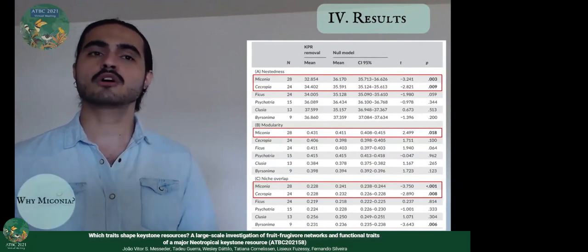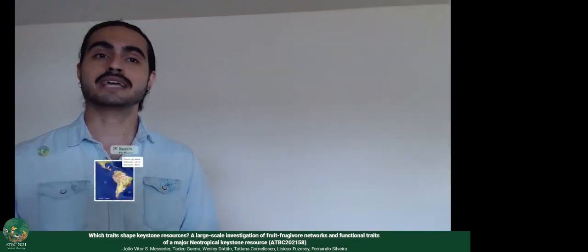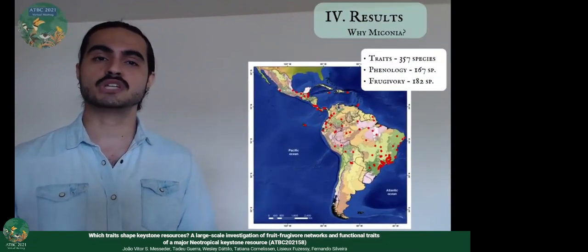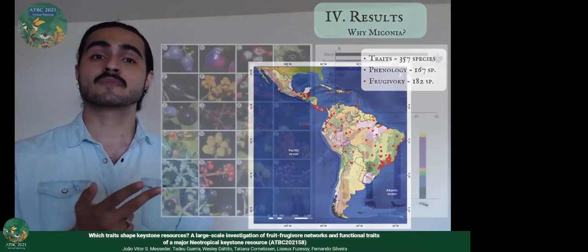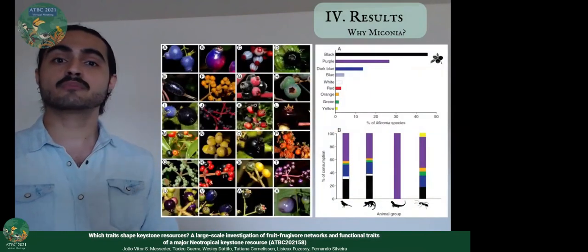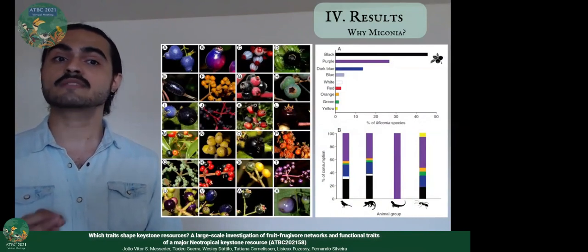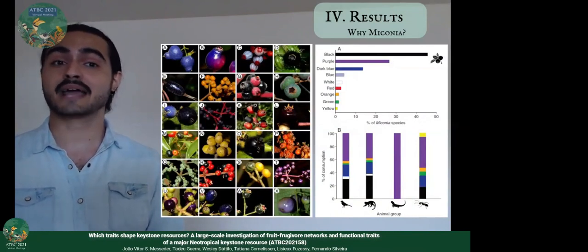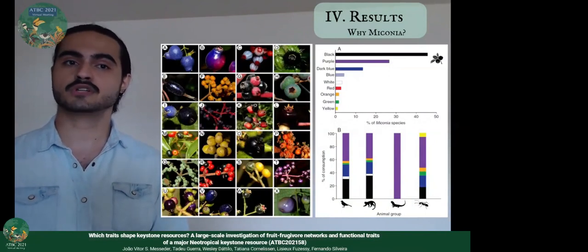But what makes Miconia so special and appealing to the frugivores? Miconia is a hyperdiverse neotropical genus belonging to Melastomataceae. For the second objective, we retrieved trait information, phenology, and frugivory records. As we can see here, Miconia produce berries with a variety of colors and shapes, with the majority represented by black and purple, with most animals consuming it irrespective of the color.